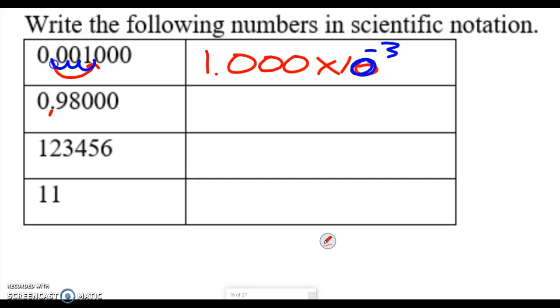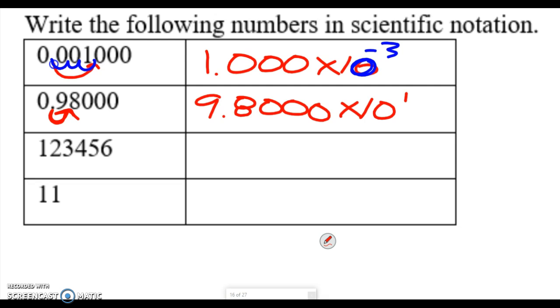I need to get this decimal right there, so it's 9.8000 times 10, and I had to go 1 place, so that's times 10 to the first, and it is a number smaller than 1, so it gets a negative exponent.